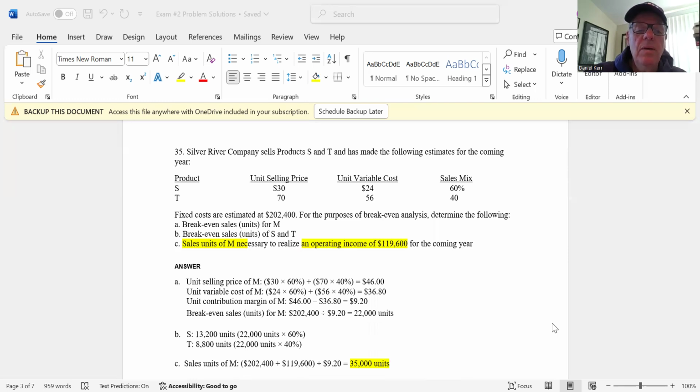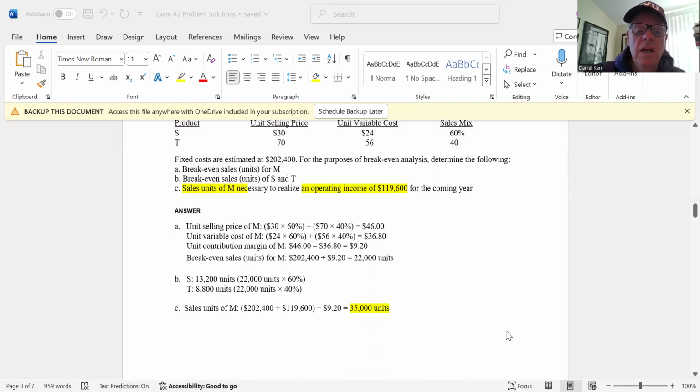And then what is the total number of units we have to sell to reach an operating profit of 119,600? So that would be the fixed cost of 202,400 plus the 119,600 divided by the contribution margin of $9.20. So you have to sell 35,000.